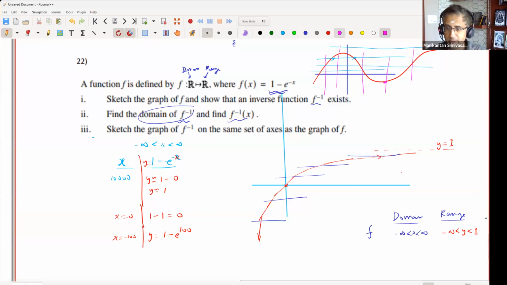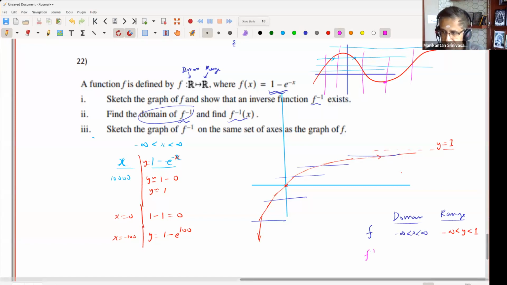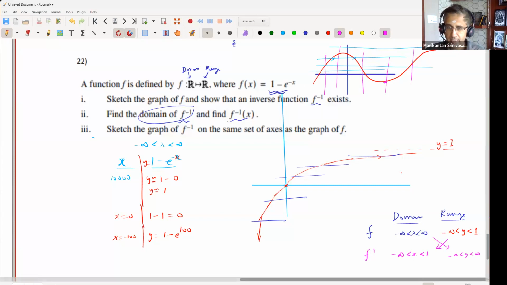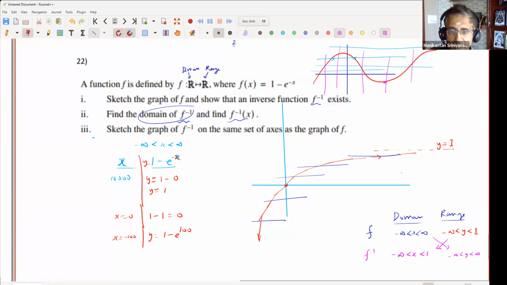Now, for f inverse, it must be exactly the opposite. For f inverse, we expect this to be the domain. So we expect minus infinity less than x less than 1 to be the domain. And then we expect this to be the range. We expect minus infinity less than y less than infinity to be the range. Let's check that, right? So let's find the inverse and just check if that comes out to be the case.